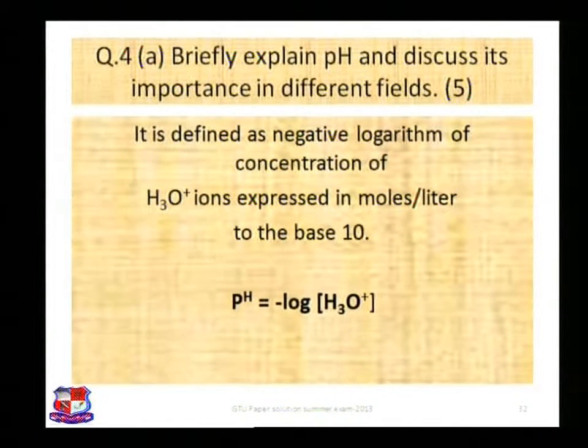Look at the answer. pH is defined as the negative logarithm of the concentration of H3O+ ions, expressed in moles per liter, to the base 10. So here is the definition of the pH. From that you can see very clearly there is a mathematical form of the pH given below. It is given as minus log of the H3O+ ion concentration.